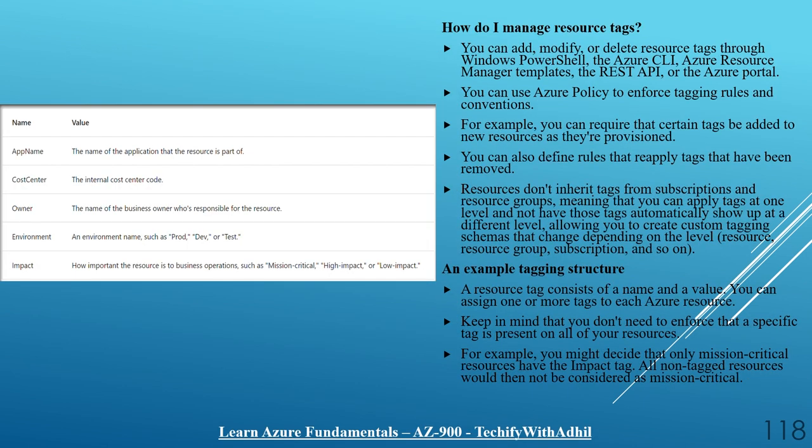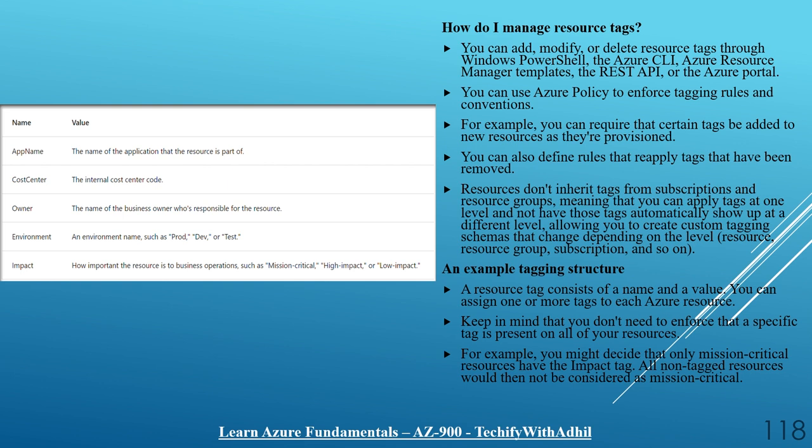So how to manage the resource tags. You can add, modify or delete resource tags through Windows PowerShell, Azure CLI, Azure Resource Manager templates and REST API, or also the Azure portal. You can use Azure Policy to enforce tagging rules and conventions. For example, you can require that certain tags be added to new resources as they are provisioned. So you can create a policy so that when any new resource is created, a certain tag has to be applied to that resource.